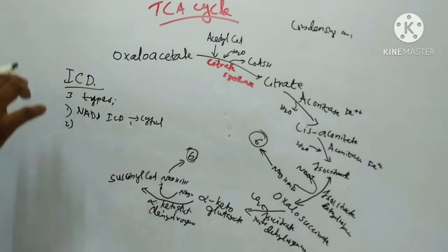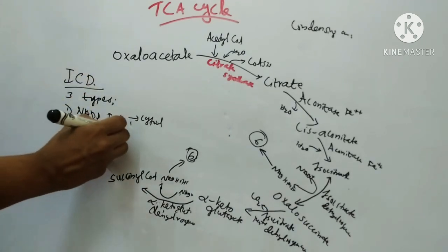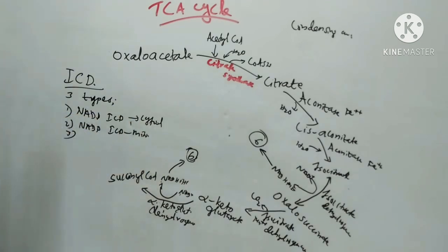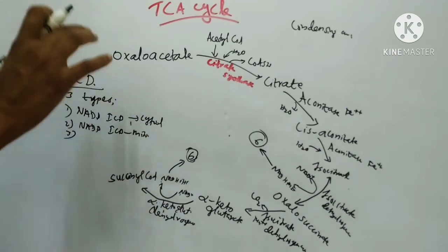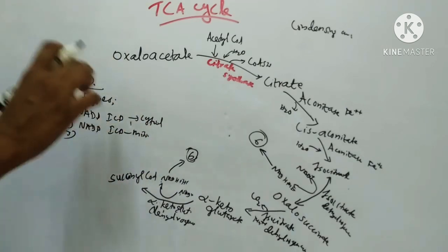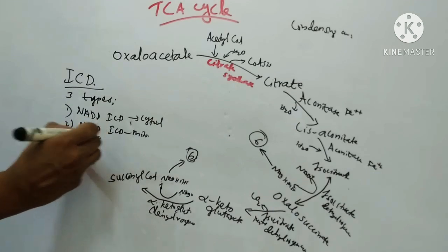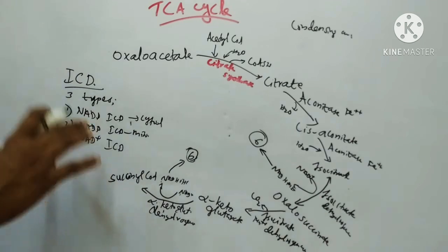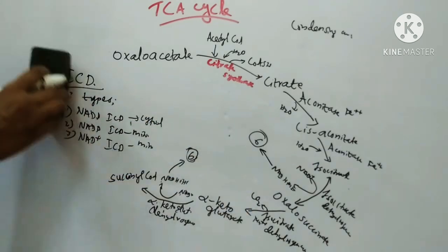Second one is another NADP dependent ICD. It is found in mitochondria. Then the third one is NAD plus dependent ICD, which is more active and widely distributed. It is found only in mitochondria. These are the types of isocitrate dehydrogenase enzyme.